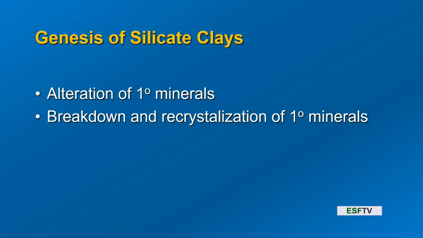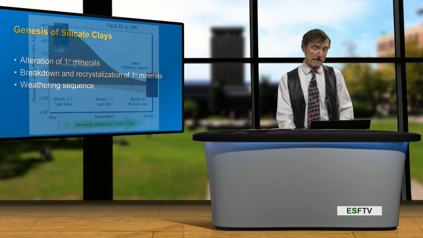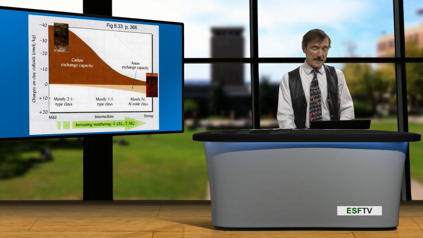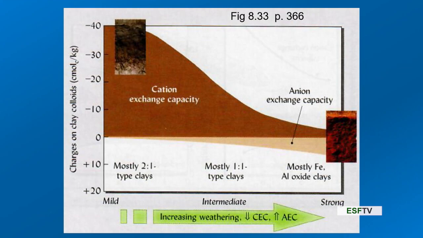One's very intense, high energy systems, one a little less intense, just simple alteration. Not simple, but less intensive, less intrusive alteration. And so with that idea, we introduce this idea of a weathering sequence that relates to the genesis of silicate clays. This picture in the text, figure 8.33, kind of says it all. Here we're going from mild weathering to strong, very intense weathering, increasing weathering.